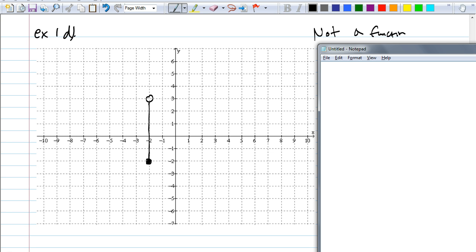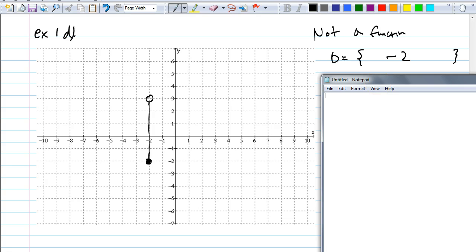Try domain and range. All right, Viviana, what did you say for your domain, first of all? -2. Are there any other x values that we use other than -2? No, that's it. So that's easy. Because look, every point on this line segment has the x coordinate of -2. There's no other x coordinate. Otherwise, it won't be on this vertical line.